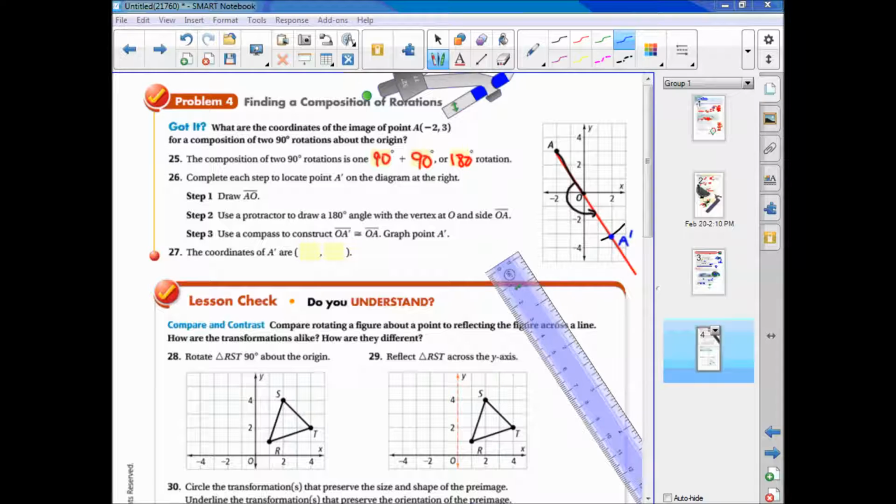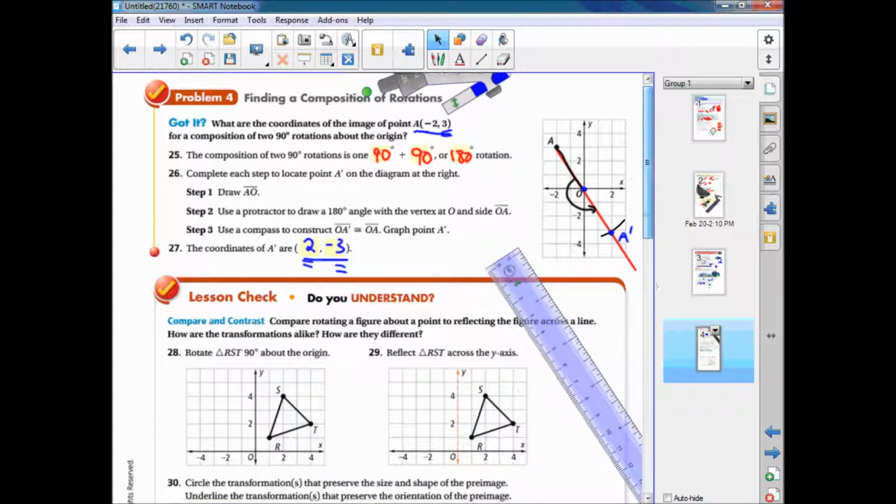Notice we can find the coordinates of A prime. It looks like it's exactly 2 to the right and 3 down. And for a 180-degree rotation, this is nice. All we have to do is flip the signs to change to the opposite on each of the coordinates. So the x-coordinate changed from -2 to its opposite of +2, and the y-coordinate changed from 3 to the opposite of -3. And this will happen whenever we rotate about the origin, not when we rotate around some other point.